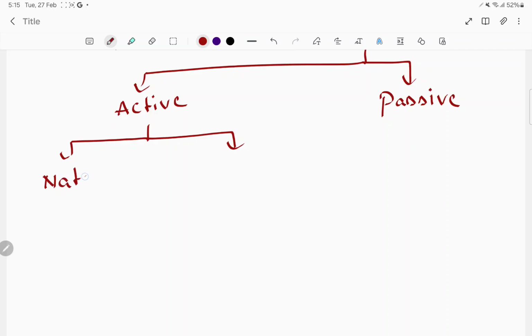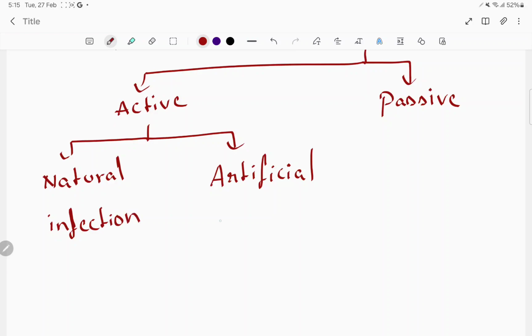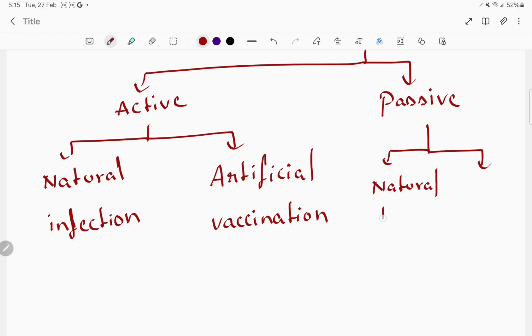We have natural and artificial. Natural is accidental infection. Artificial is vaccination. And next, for passive, natural is mother's milk and artificial is plasmapheresis.